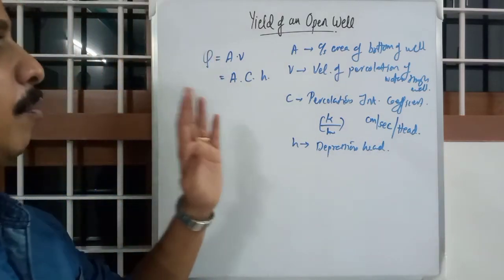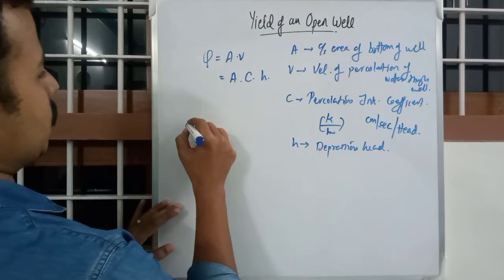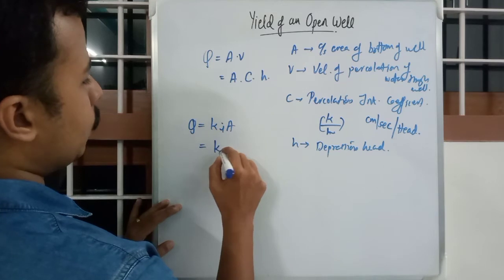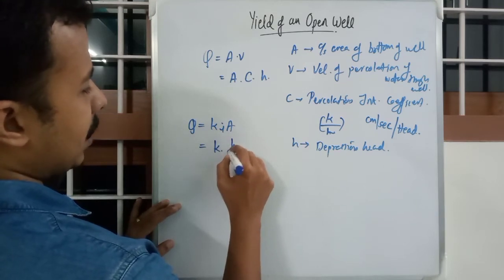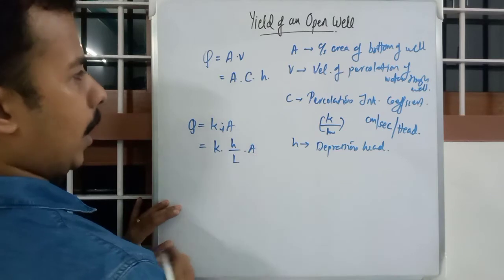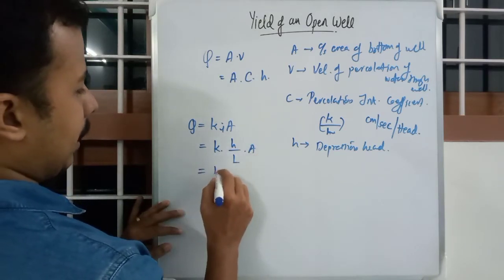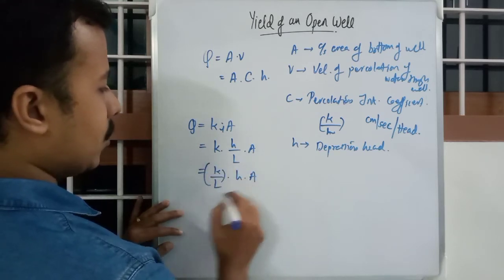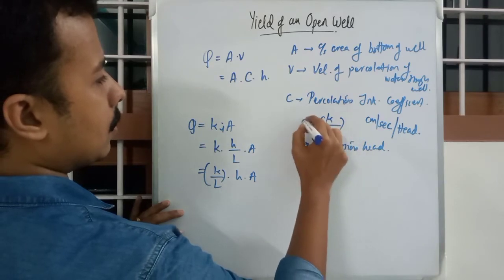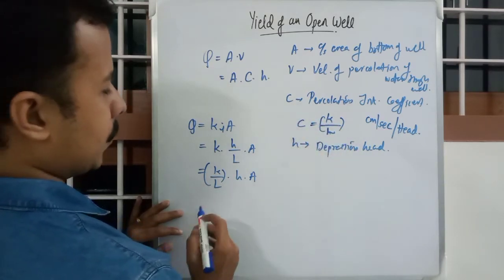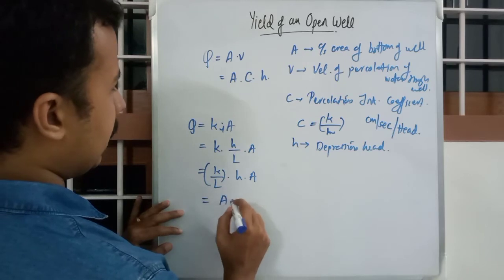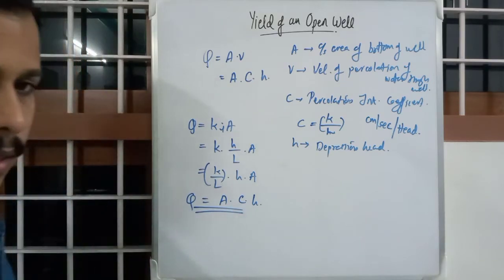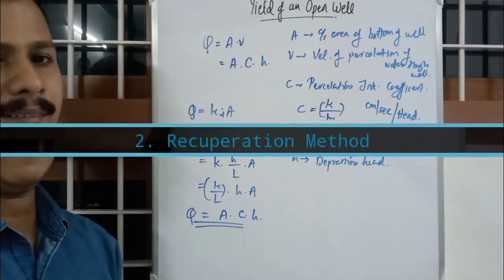Okay, so you can prove the same equation with the help of Darcy's equation also. Q is equal to KIA, K into I can be written as K into H by L into A. Okay, K by L into H into A. K by L is C. Okay, so same thing, A, C, H. Okay, so that was constant water level method.